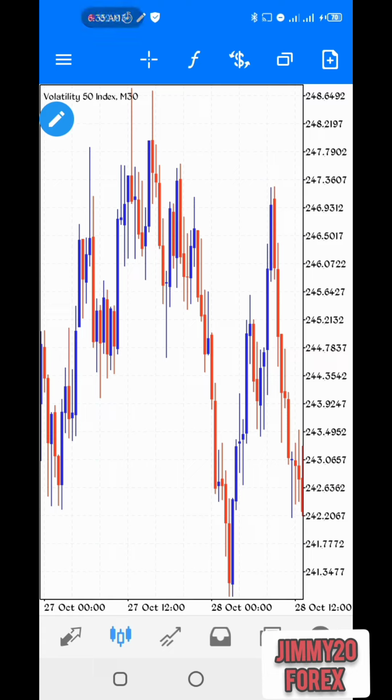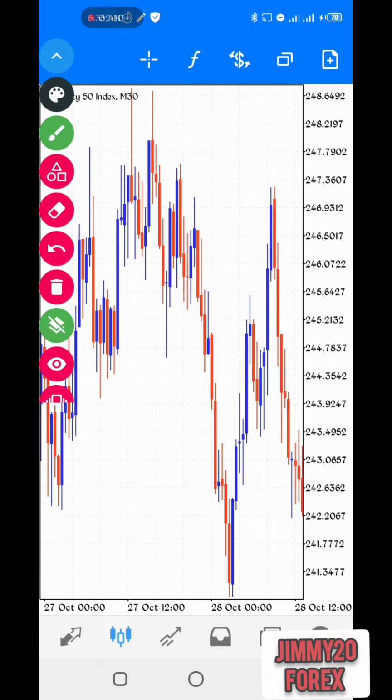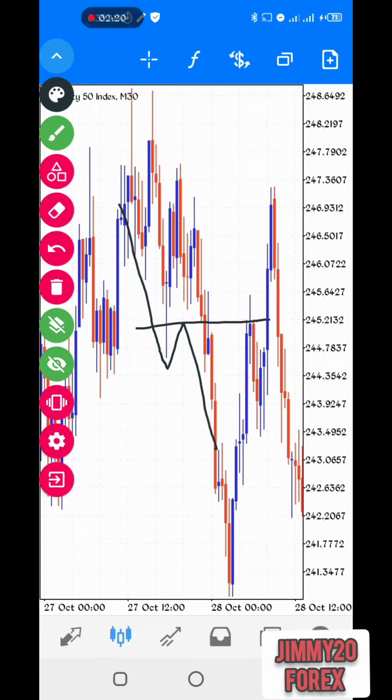There are basically two patterns of supply and demand that I trade: rally, base, rally, and drop, base, drop. This one is a drop, base, drop. When the price returns to this base, you have to enter your order for sell. You can see this area is an area for sell, and this one here is a base. So this is how I trade supply and demand.